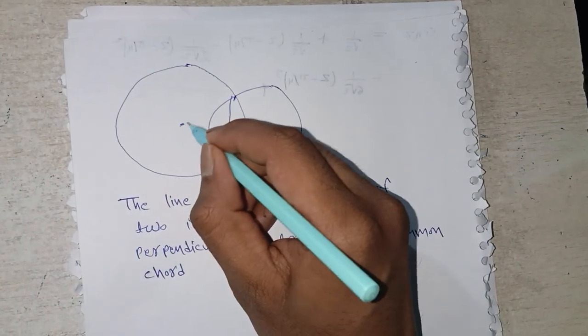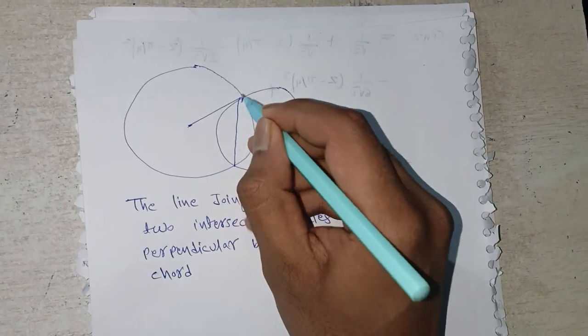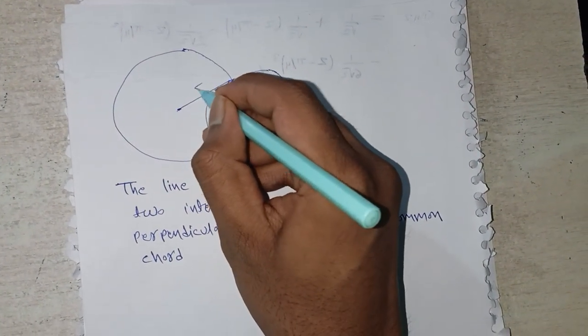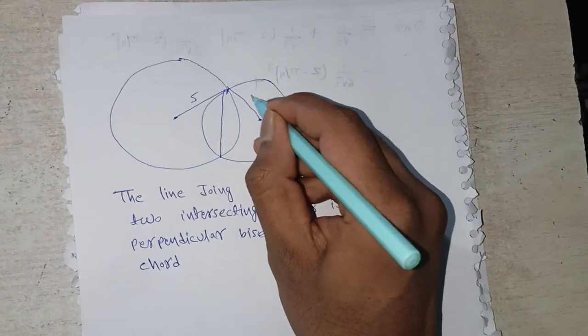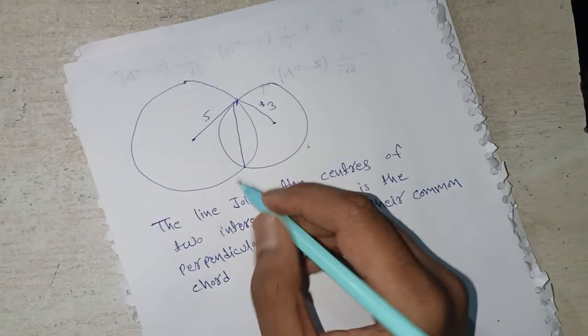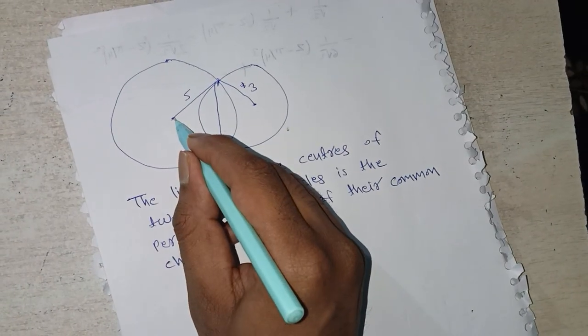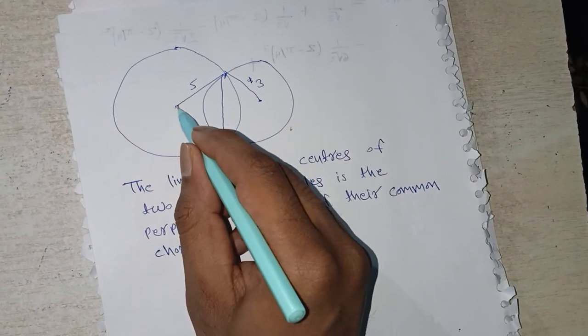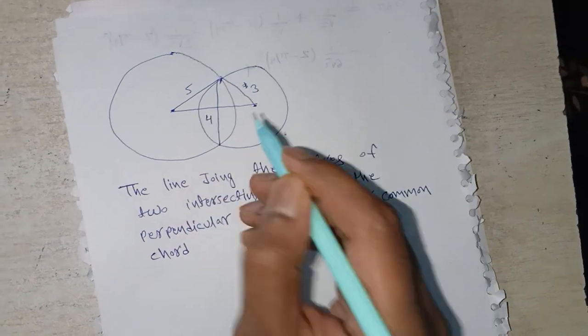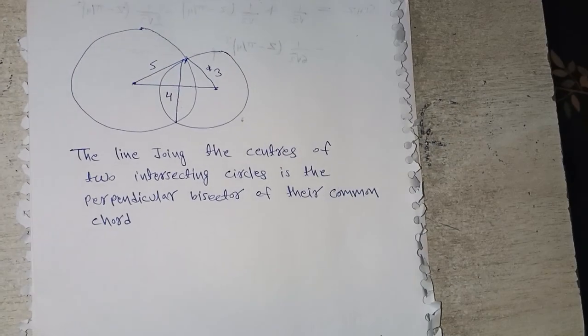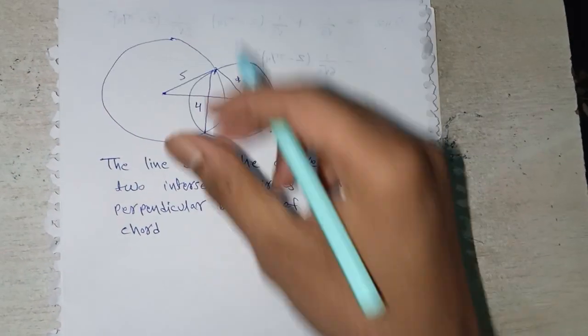Okay, so in the question it is given that the radius of the big circle is 5 centimeter, the radius of the small circle is 3 centimeter, and the distance between the centers of the circles is 4 centimeter. Now we have to find out the length of this common chord.